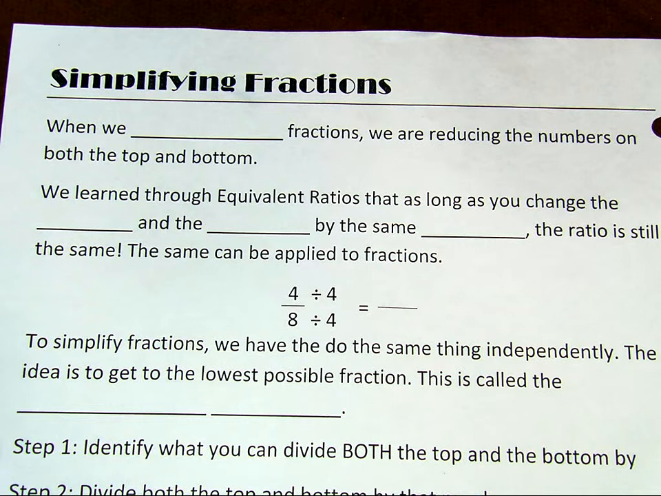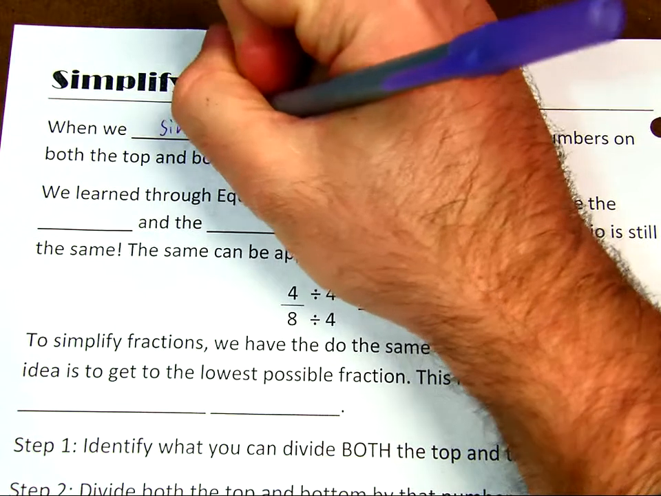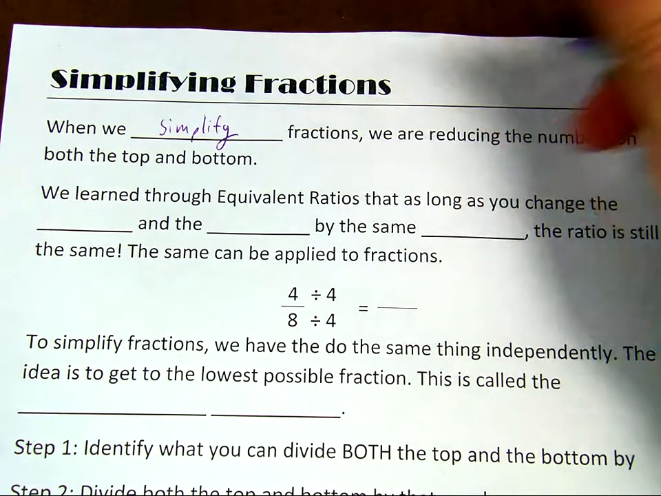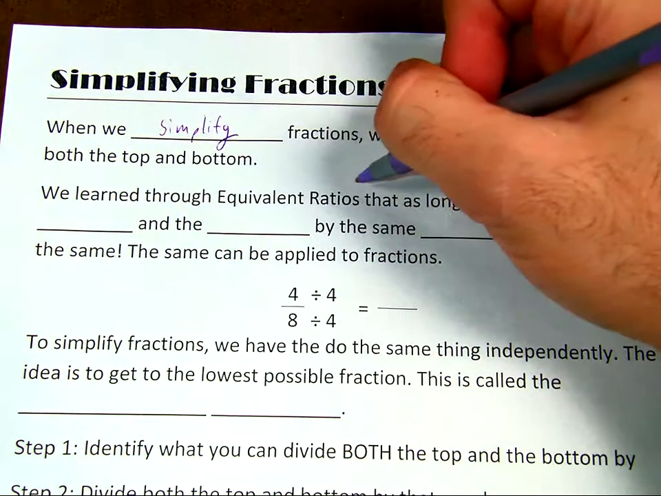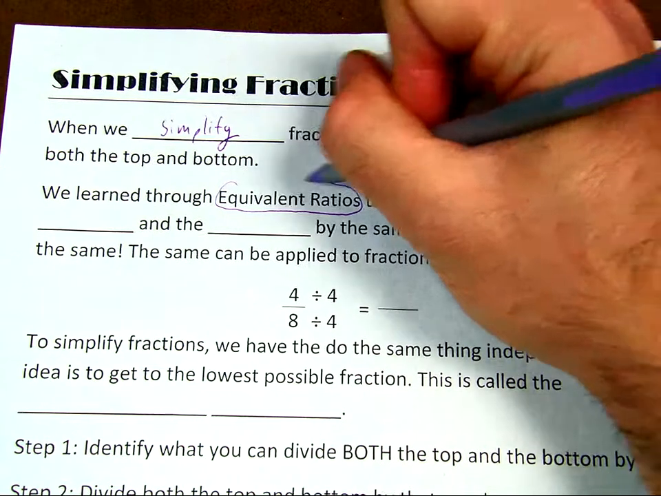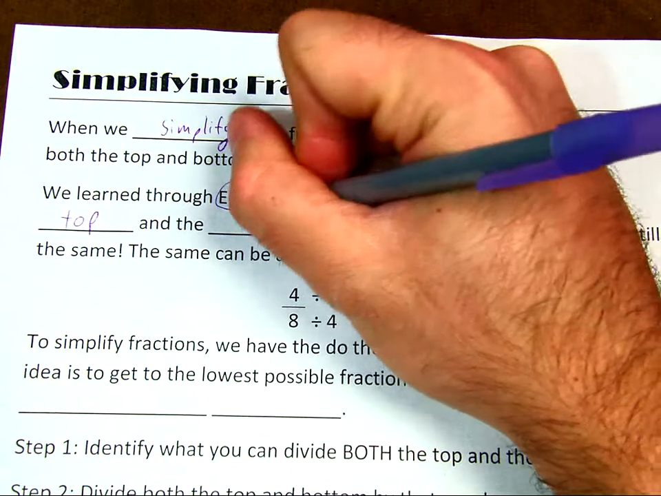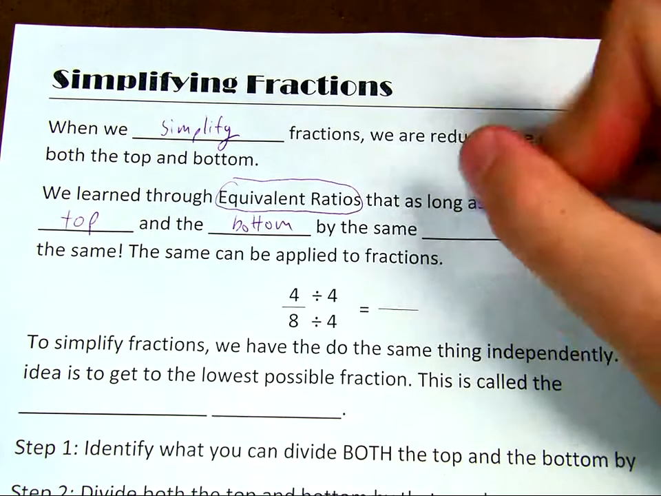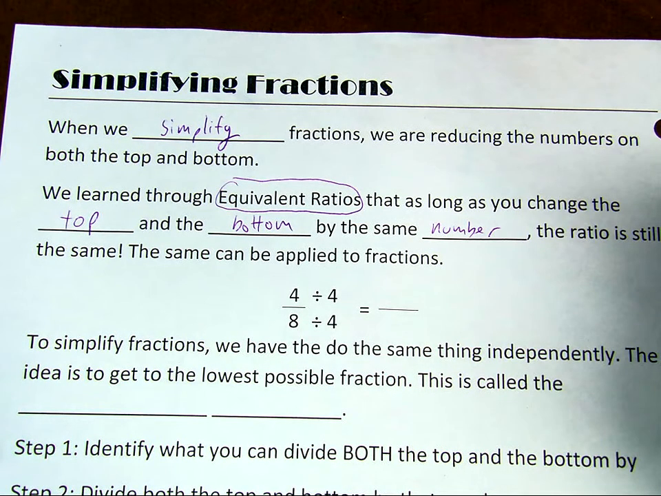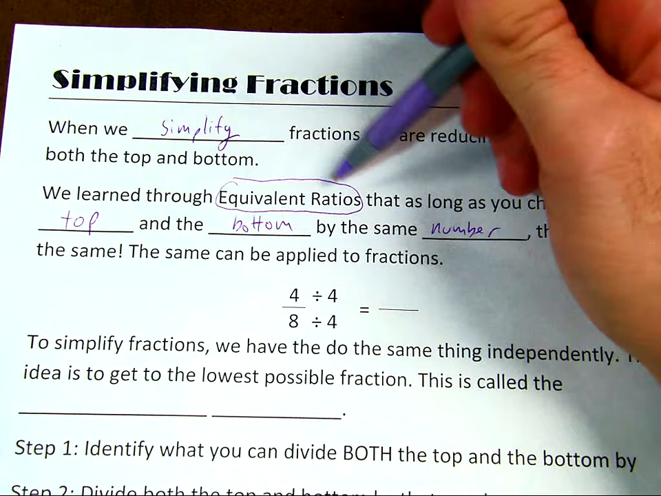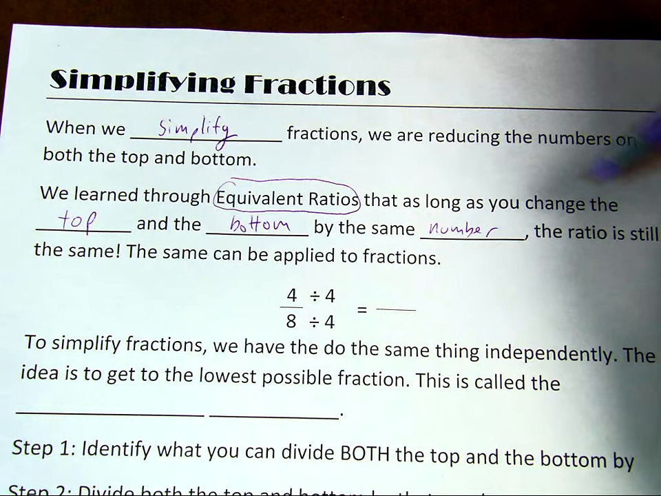So when we simplify fractions, we are reducing the numbers on both top and the bottom. We learned through equivalent ratios, it's a big important word, we learned that a couple weeks ago, that as long as you change the top and the bottom by the same number, the ratio is still the same. Okay, let's just repeat that. We learned through the equivalent ratios that as long as you change the top and the bottom by the same number, the ratio is still the same.